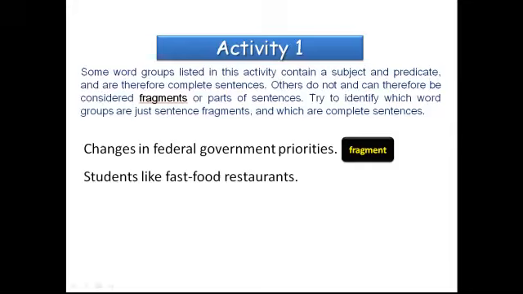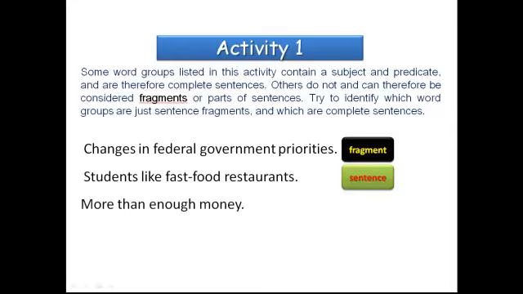Students like fast food restaurants. Okay, is this a complete sentence or is it a sentence fragment? In other words, does this sentence have a subject and a predicate, or is there something missing? Yes, this is a complete sentence.